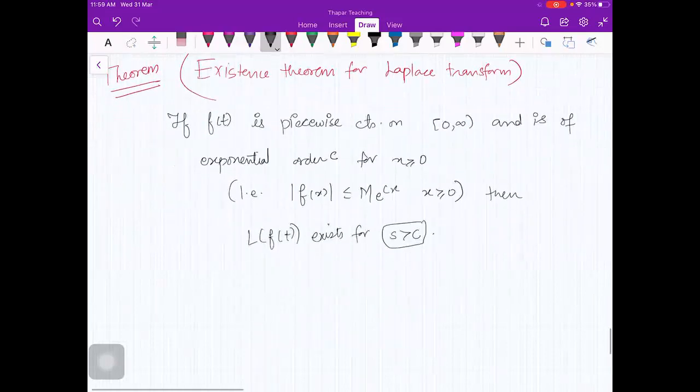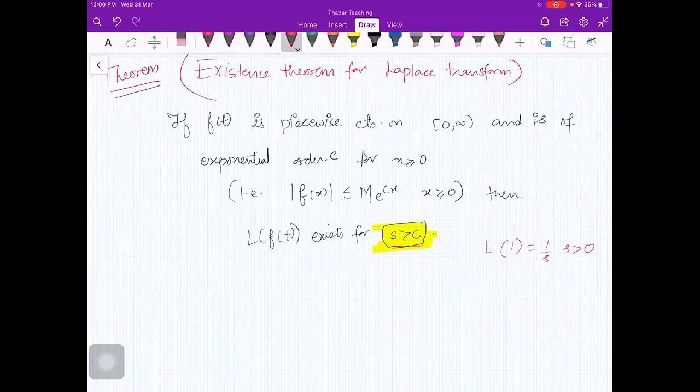Now, do you understand? Do you remember that whenever we have computed formulas for Laplace transformation, there was a condition on s also? Do you remember, beta? For example, L of 1 was 1 by s for s greater than 0. So in the theorem also you can see that condition. Okay. So all the proof is not in your syllabus, but it is very simple. So I'll just tell you.